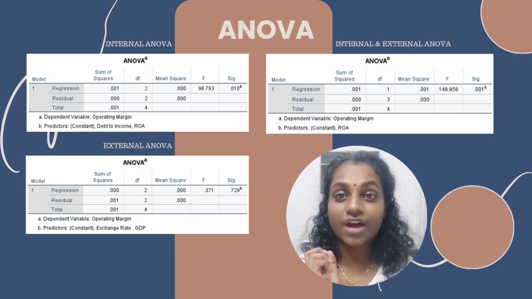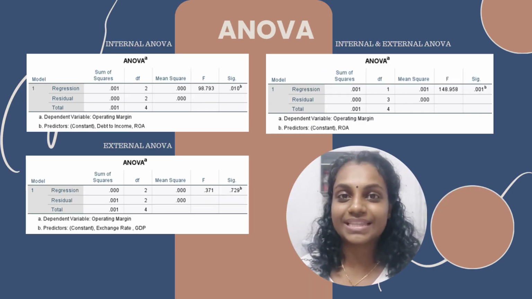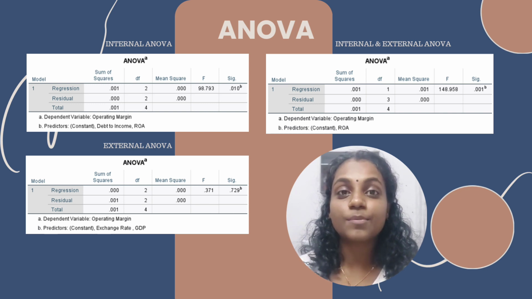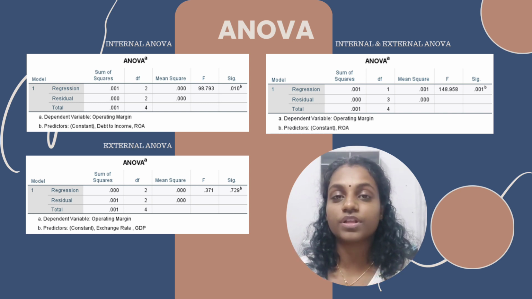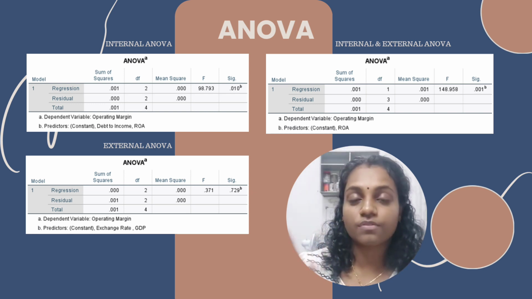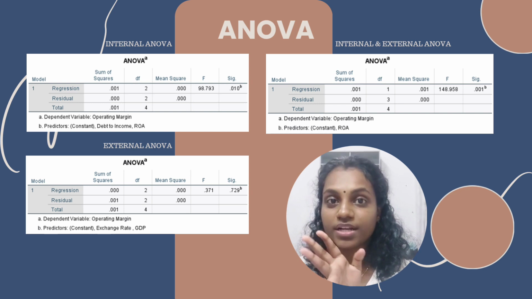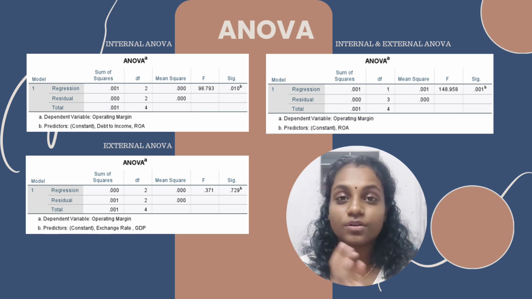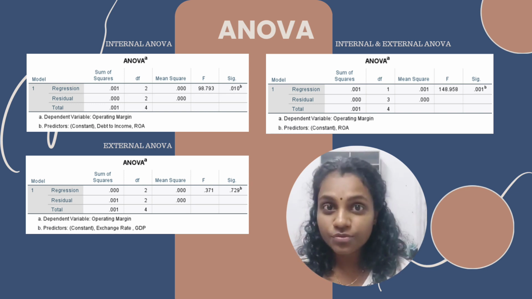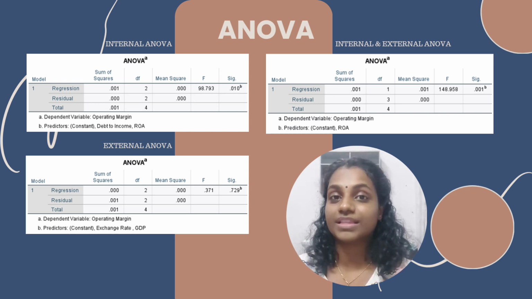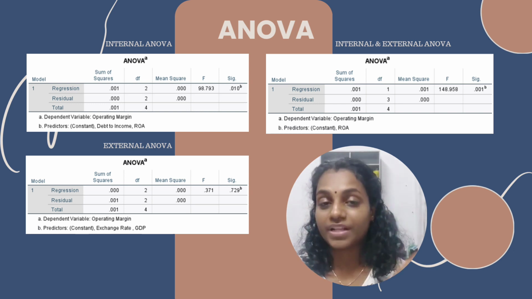Besides that, we have ANOVA. The first one is internal ANOVA. The result demonstrates the model is statistically significant for predicting operating margin, with a p-value of 0.01. This suggests that the combination of predictors, constant, debt to income and ROA, has a meaningful impact on the dependent variable, which is operating margin.